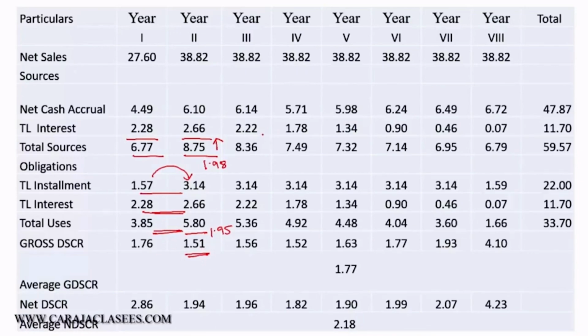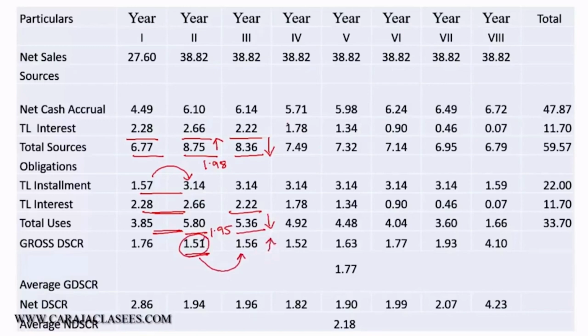And look here, from 8.75 it is coming down. When it is going up itself, the ratio is not improving, it is coming down. And one relief is total uses has come down. Okay, so that is going to give a relief, and that's the reason from 1.51 it had increased to 1.56.